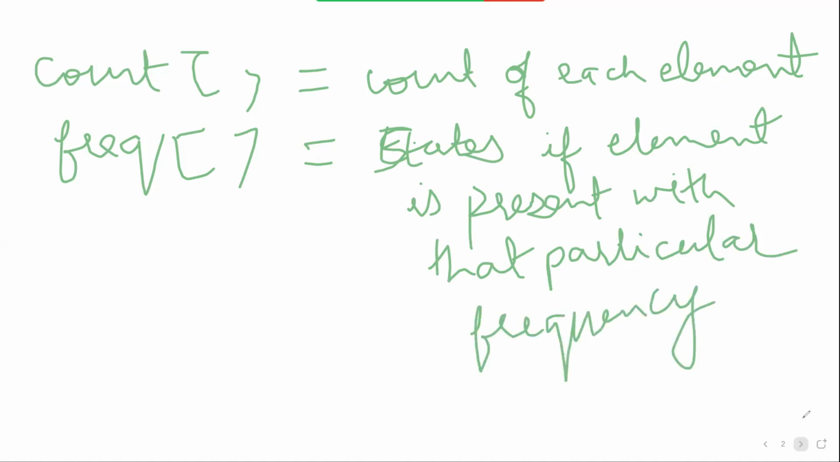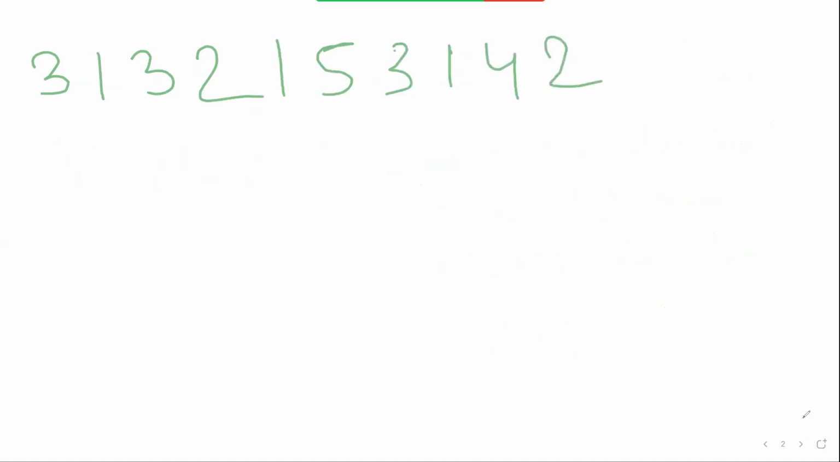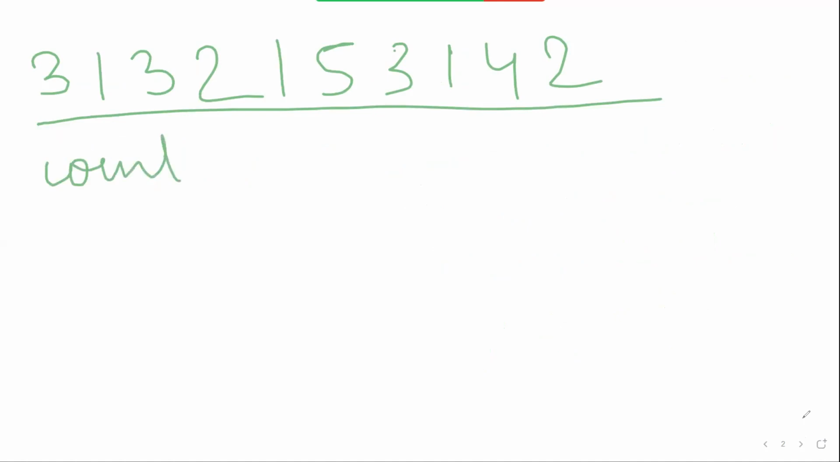So, this states if an element is present with that particular frequency or not. Let me explain with one example. Let's take 3 1 3 2 1 5 3 1 4 and 2. These are our elements, and we have count and frequency.